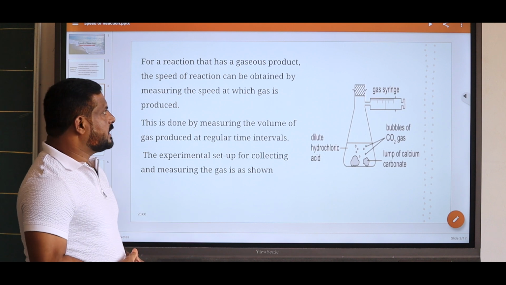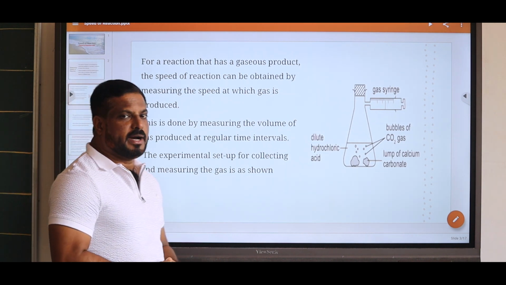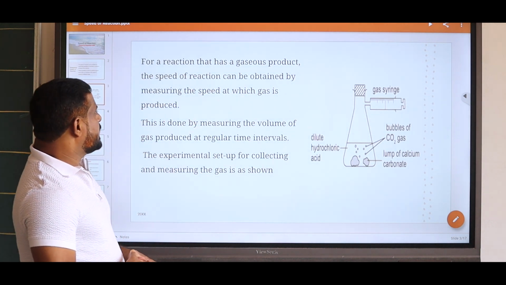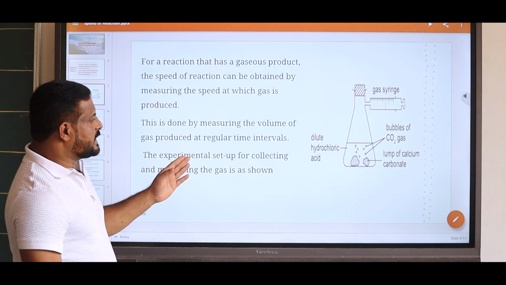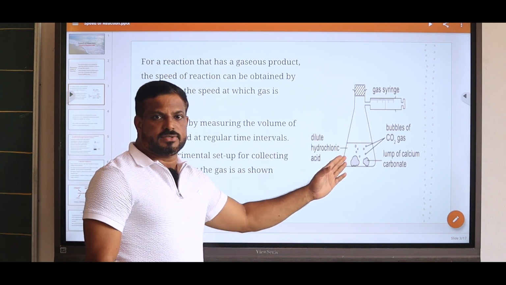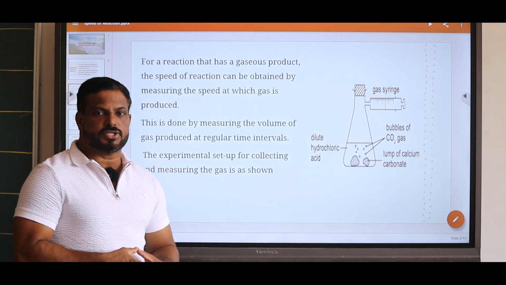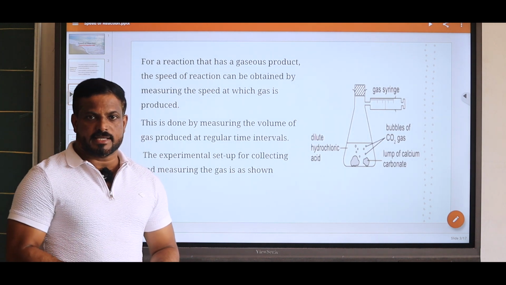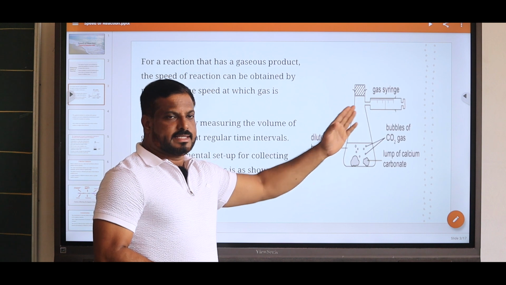For a reaction that has a gaseous product, the speed of reaction can be obtained by measuring the speed at which gas is produced. For this, we took one example, hydrochloric acid reacting with calcium carbonate. When hydrochloric acid reacts with calcium carbonate, carbon dioxide gas is released and that carbon dioxide gas is collected in the syringe.